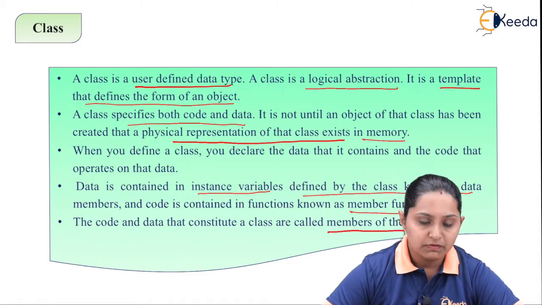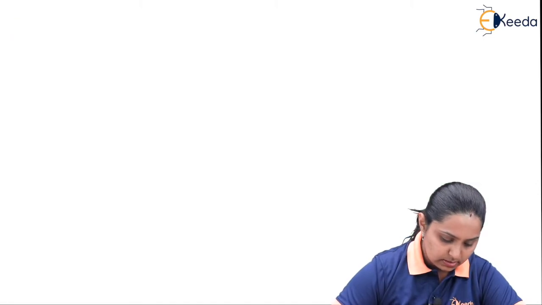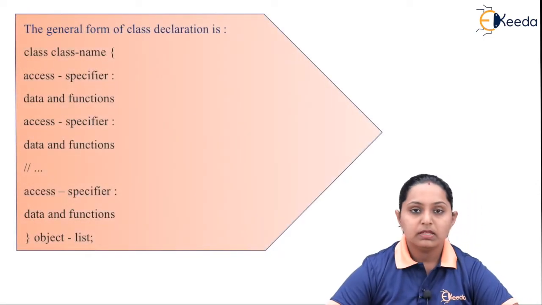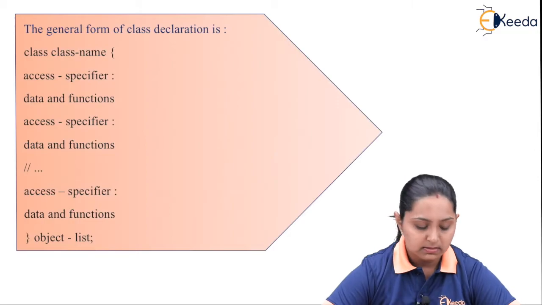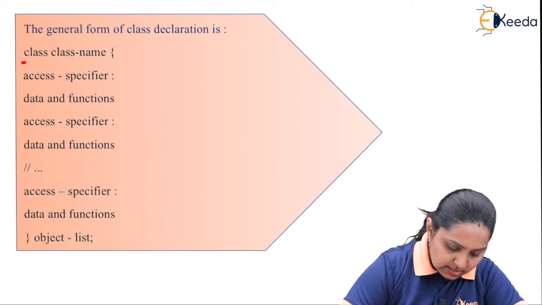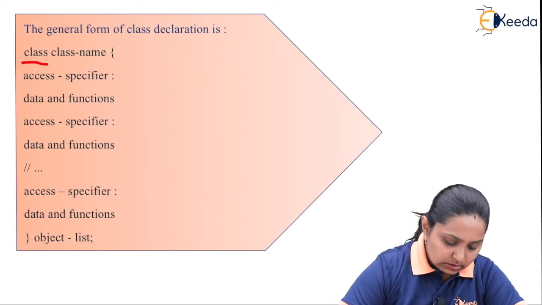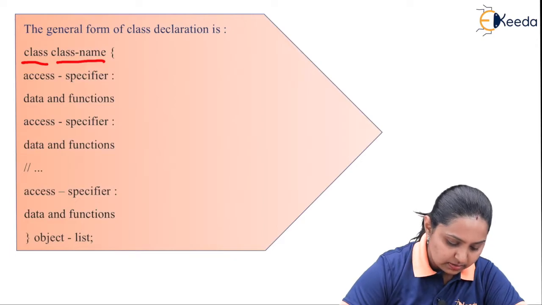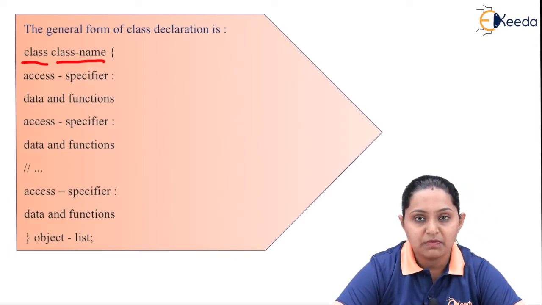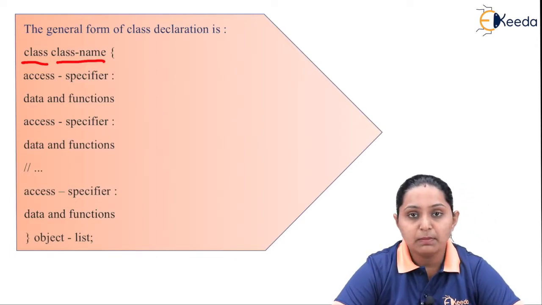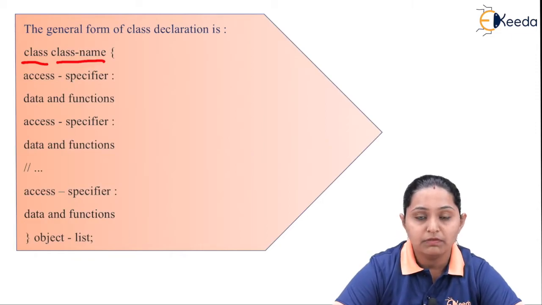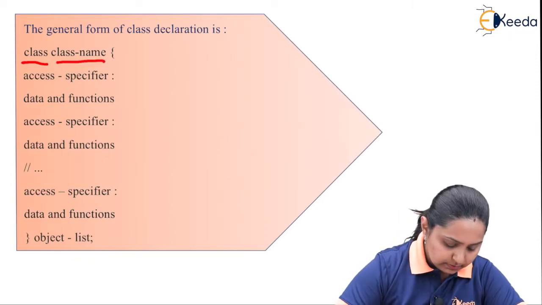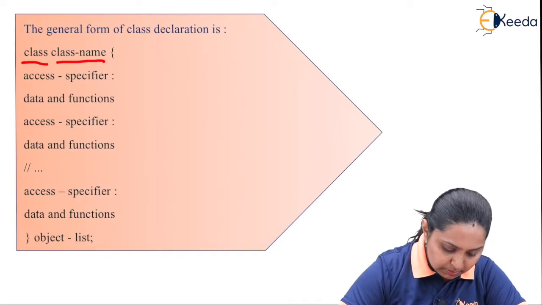Now we'll see the structure of a class. The basic structure of a class is: class as a keyword, then the class name. Inside the curly brackets, we specify the access specifier. The access specifier provides the accessibility of that particular code. Then you have to provide the data members and member functions.